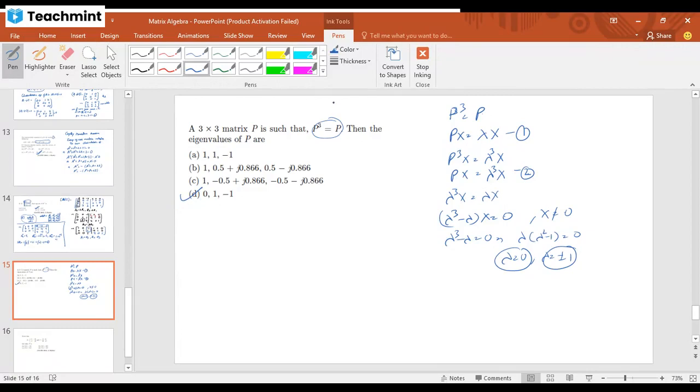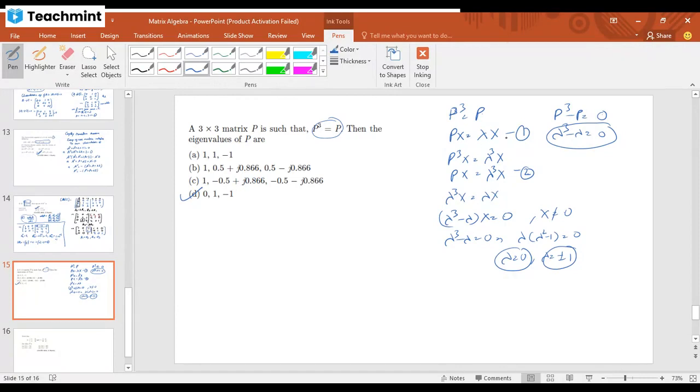So basically, here we can use the concept of the Cayley-Hamilton theorem also. If P cube minus P equals the null matrix, then lambda cube minus lambda is equal to 0. So it shows that one of the eigenvalues should be 0 because there is no constant term. If one of the eigenvalues is 0, then this is the only possible option, because in all three other options we have one non-zero eigenvalue.